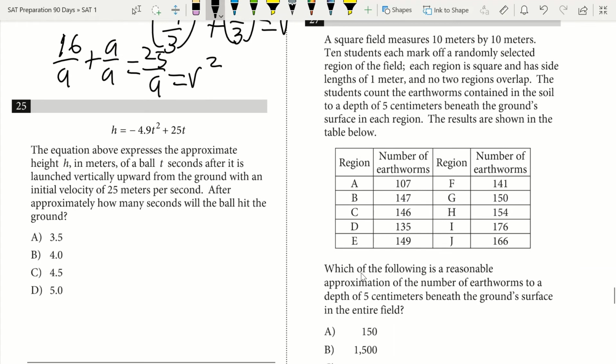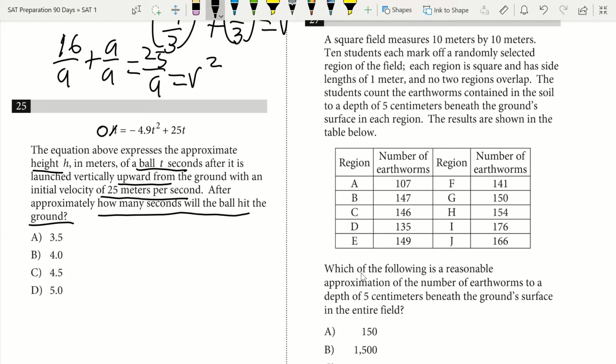We've got an expression here. We're modeling the height of a ball t seconds after it's launched vertically upward from the ground with an initial velocity of 25 meters per second. After approximately how many seconds will the ball hit the ground? Well, it's going to hit the ground when the height is 0, because the height at the ground is 0. So we're just solving for t then.